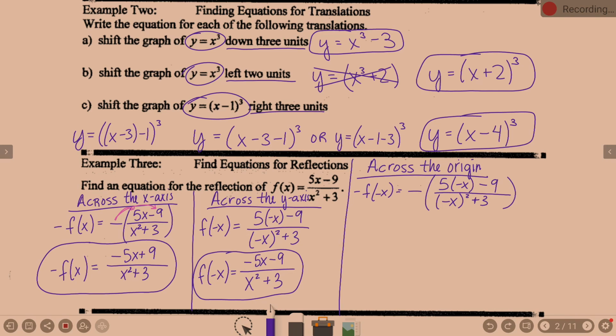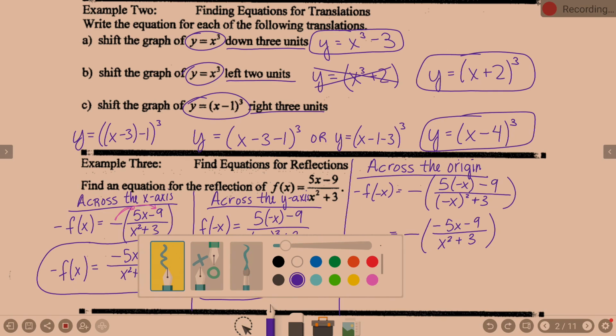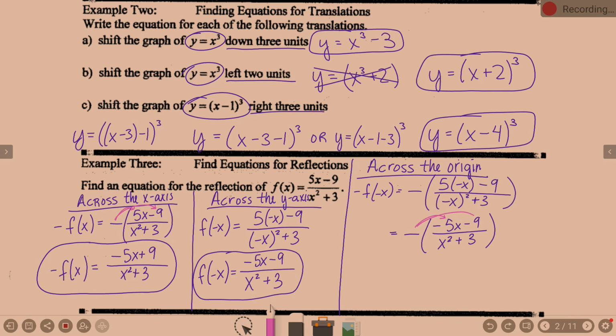Now that's me kind of showing my work there. But really the inside of that is going to be what we just had for across the y-axis, right? So the inside of that is going to be, I'm going to leave my negative outside again, negative 5x minus 9 over the positive x squared plus 3. Then how do I deal with that negative out front? We can distribute. And so when I distribute this, negative times negative is going to be positive 5x, now plus 9, still over x squared plus 3. And that is negative f of negative x.